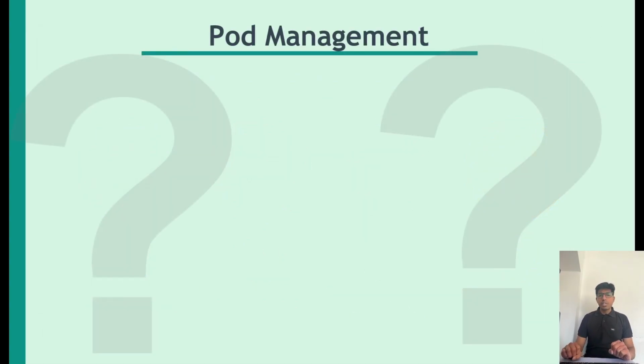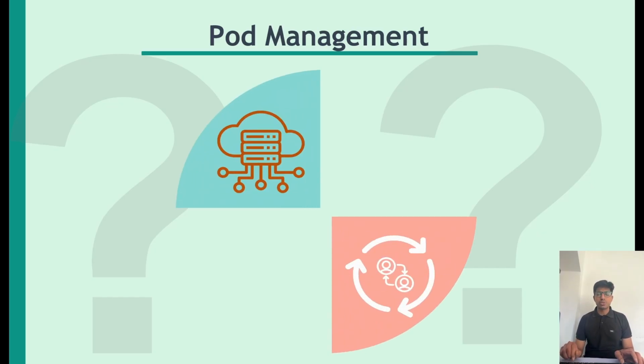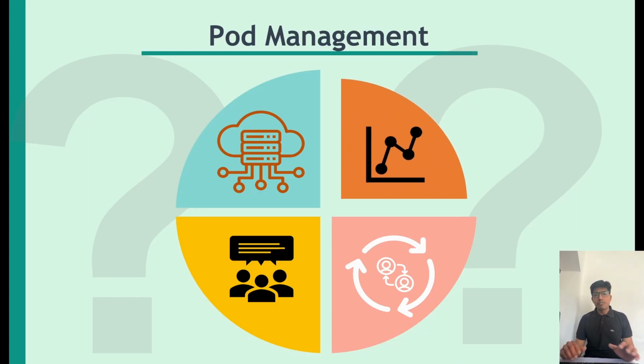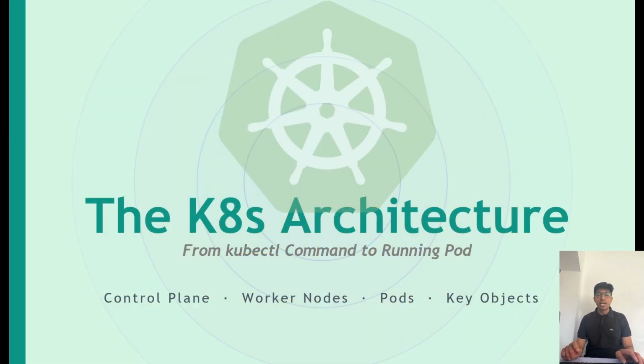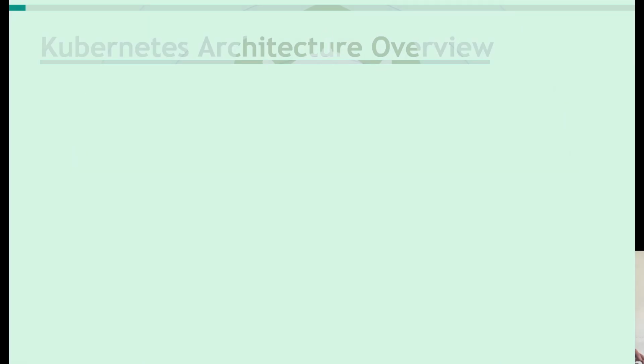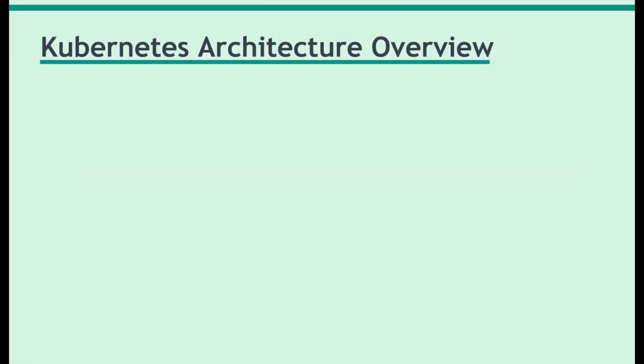Now the question is, who manages these pods? Where do these pods run? Who runs these pods? Who decides where to run, and who scales them up or scales them down? Pods don't make their decisions on their own. It's the brain behind the scenes that runs this. So that's how Kubernetes architecture is designed. It is designed with some superpowers. We'll understand that later. Now it's time to understand the Kubernetes architecture.